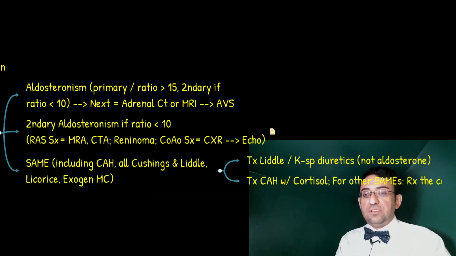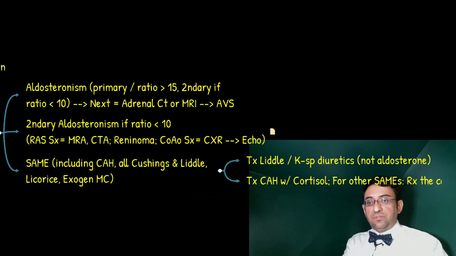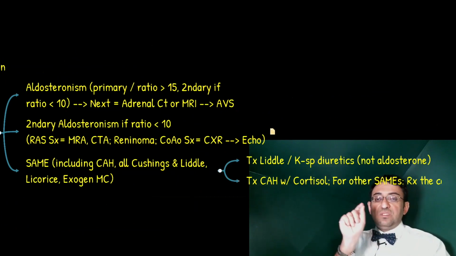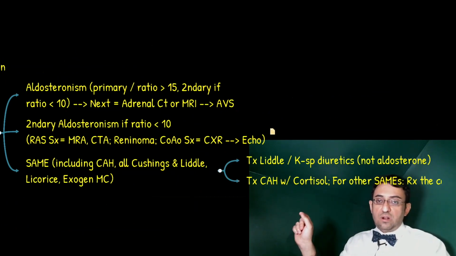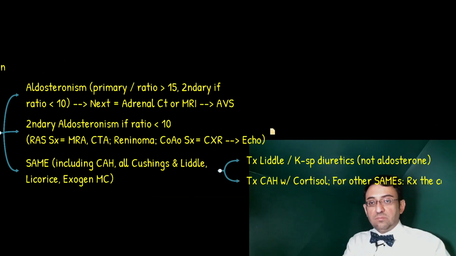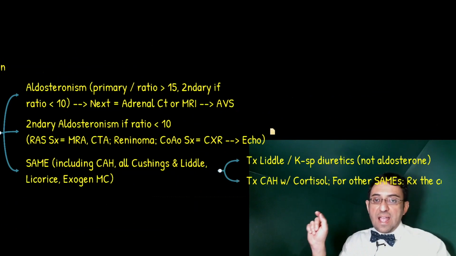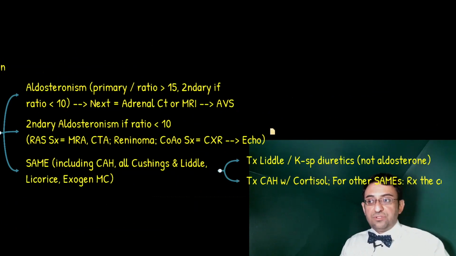True or false? Treatment of Liddle syndrome is aldosterone antagonist. That's false. Why? Because the pathophysiology of Liddle syndrome is distal to the point where aldosterone receptor is located. And also, we already have low levels of aldosterone. So what is the treatment for Liddle? We need to address the epithelial sodium channel that is hyperactive by blocking it directly. What drugs do this? Amiloride or triamterene.